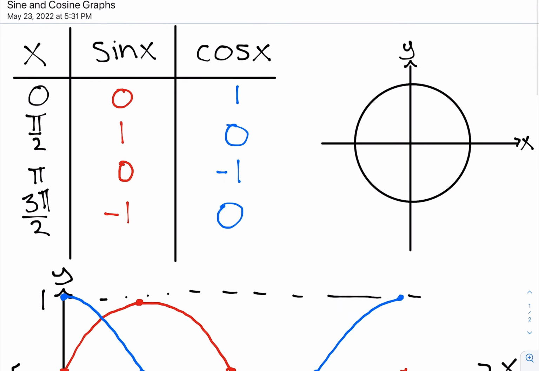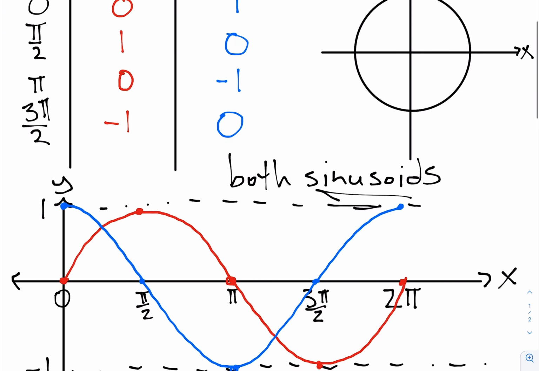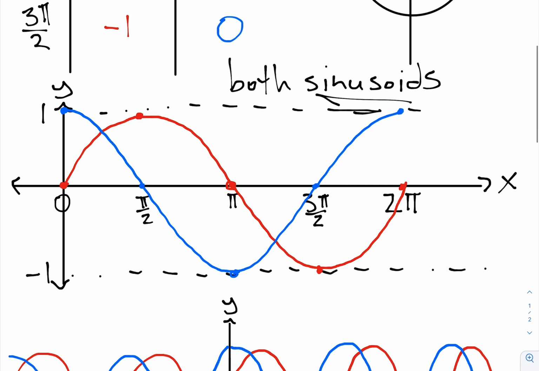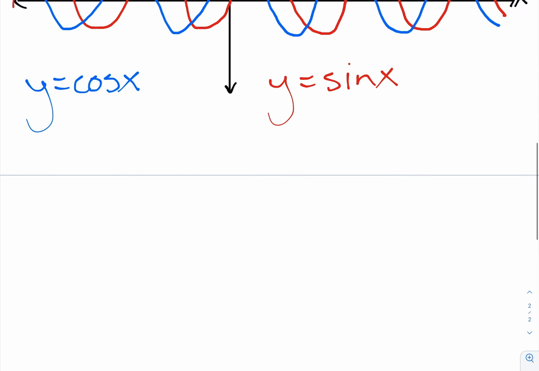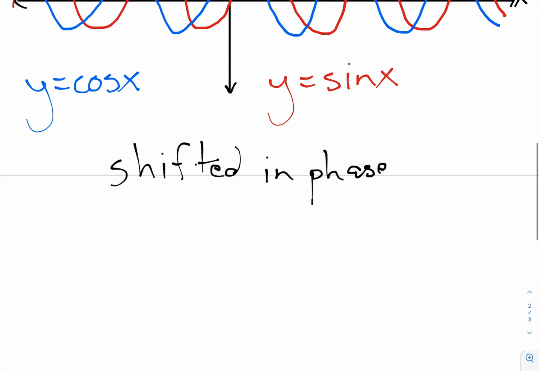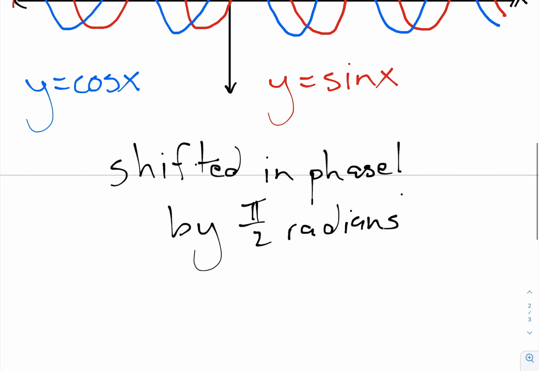So sine and cosine are the same. They're both sinusoids, it's called. I'll write that here, both sinusoids. Okay, except they're shifted in phase. So I'll write that here, write that in the bottom. Shifted in phase by pi over 2 radians. Okay, so that's how we can graph them.